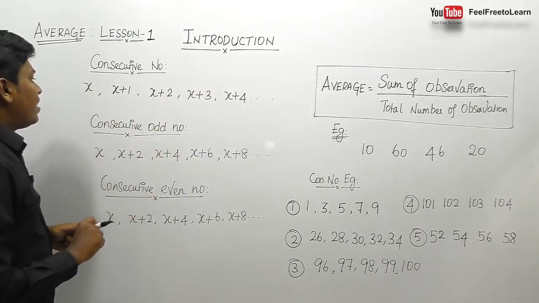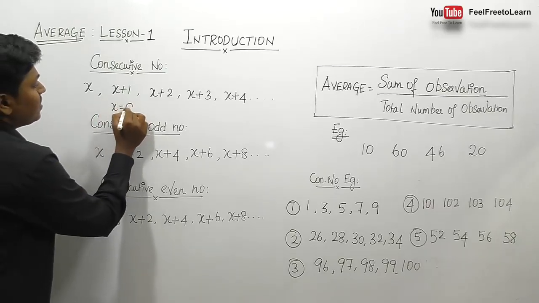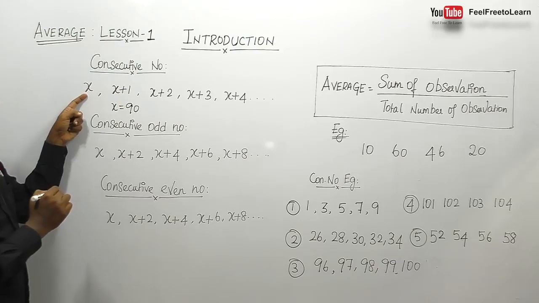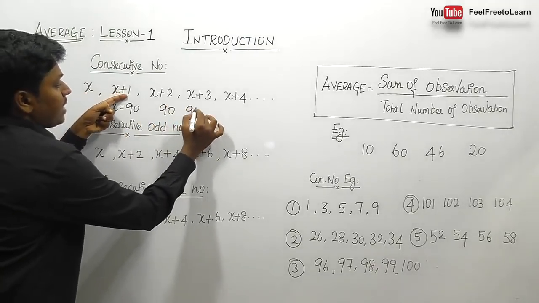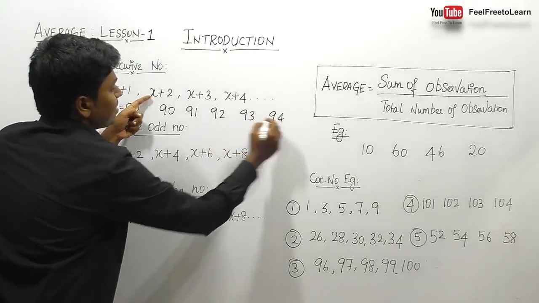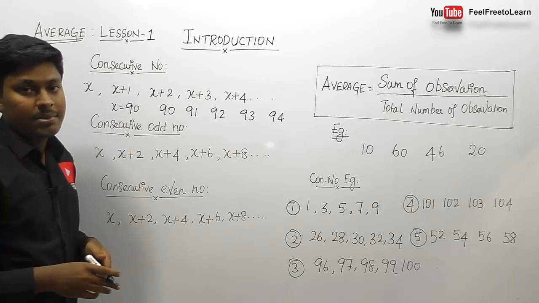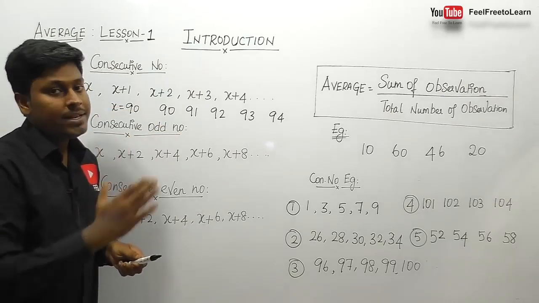For example, just substitute any value of x, friends. I am just going to substitute x is equal to 90. If I assume that x is equal to 90, then it will be 90, 90 plus 1 will be 91, 92, 93 and 94. So friends, the resultant answer will be consecutive numbers. If it is consecutive numbers, then the center number will be its average, right?